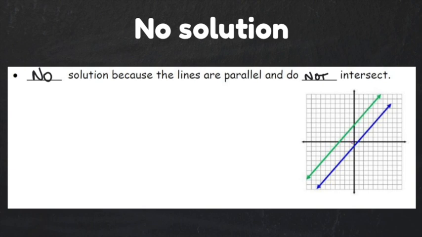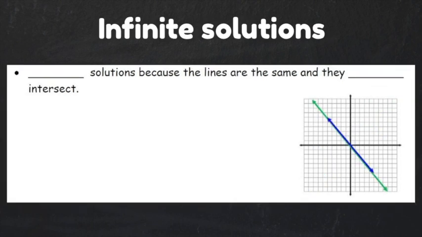The last and third outcome is infinite solutions. Now, we say that this is infinite solutions because the lines are the same. So this is like two lines, one on top of the other. They actually look like one. That's what we say, they are the same line.